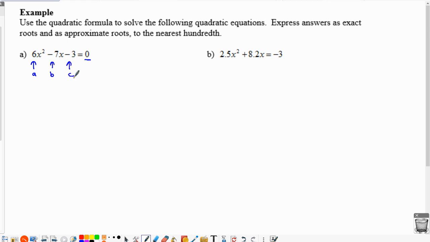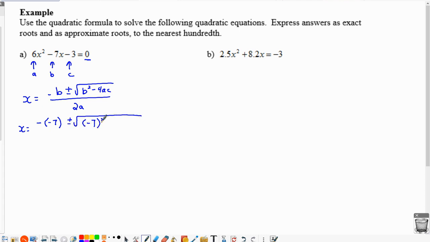Those are the 3 pieces you need. If you identify those, and you have the quadratic formula memorized, the rest isn't bad. You just plug it in. x equals negative b plus or minus square root b squared minus 4ac over 2a. I have it memorized. Now it's just sub it in. Negative b is negative 7 plus or minus square root b squared minus 4ac. You just plug them all in the spots that the formula tells you to.